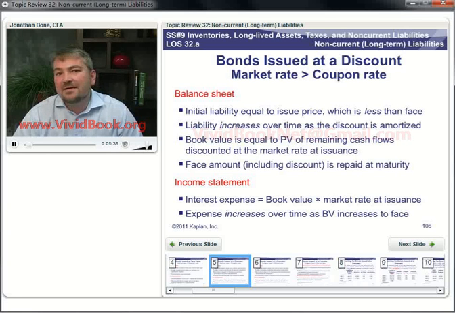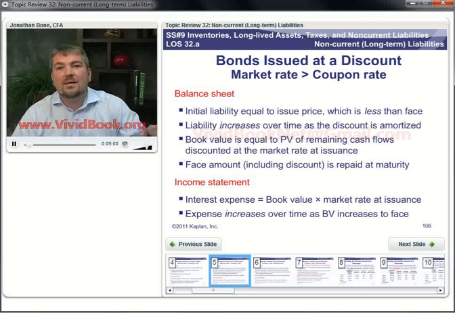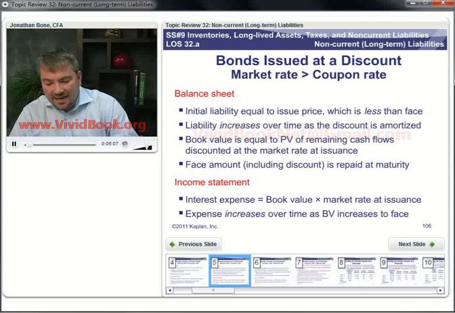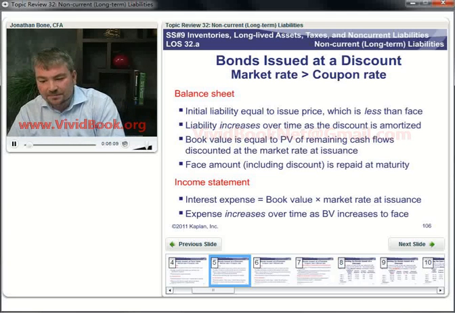Now, notice, therefore, that in our income statement, the interest expense is going to be the opening value of the liability times the market rate at issuance. Now, this has the effect, therefore, that the interest expense does not equal the coupon. In fact, the interest expense is coupon plus the amortized discount. And as we said, the interest expense is going to increase over time as slowly that liability increases over time until eventually it ends up at par value at maturity. Sounds complicated, but it's not going to be too terrible.